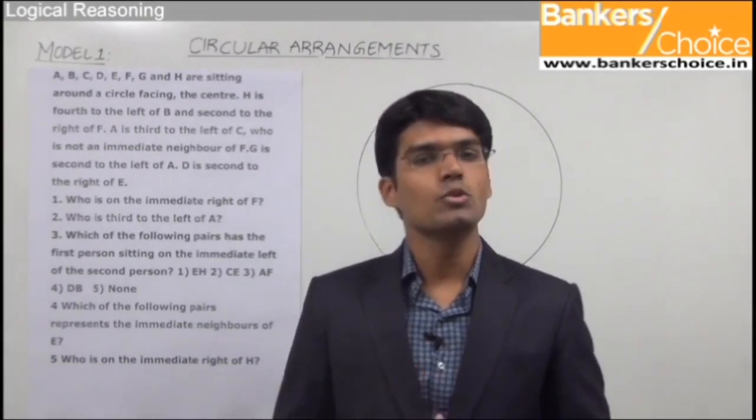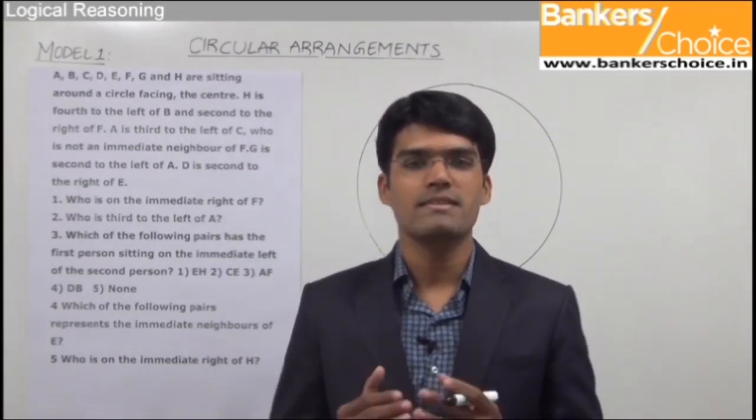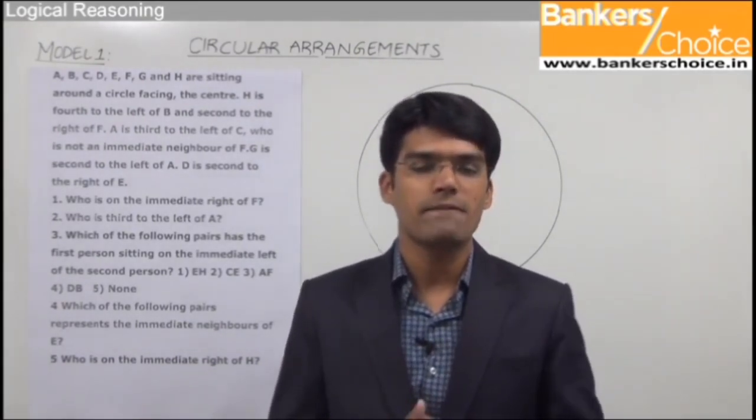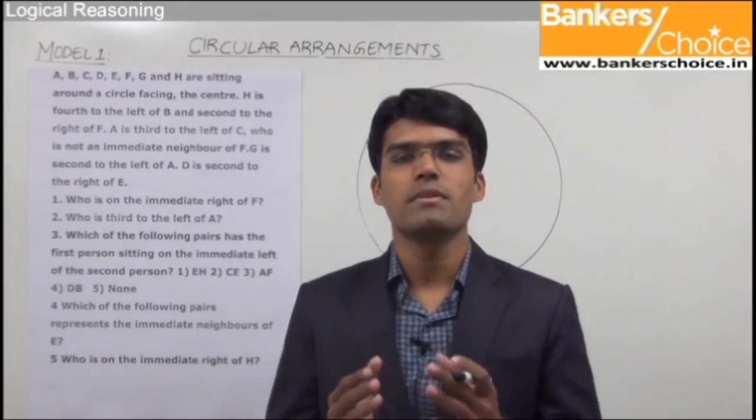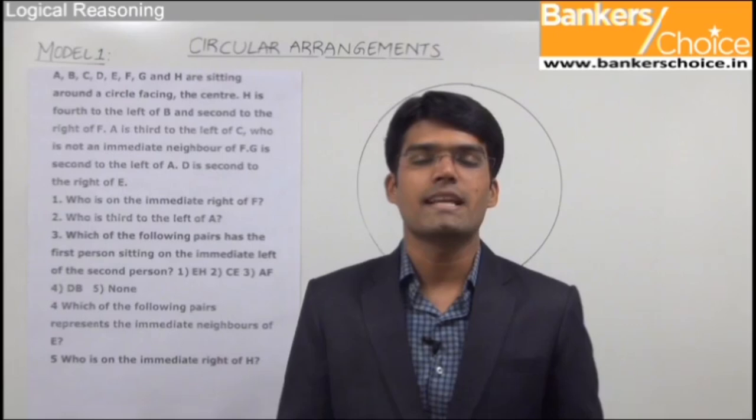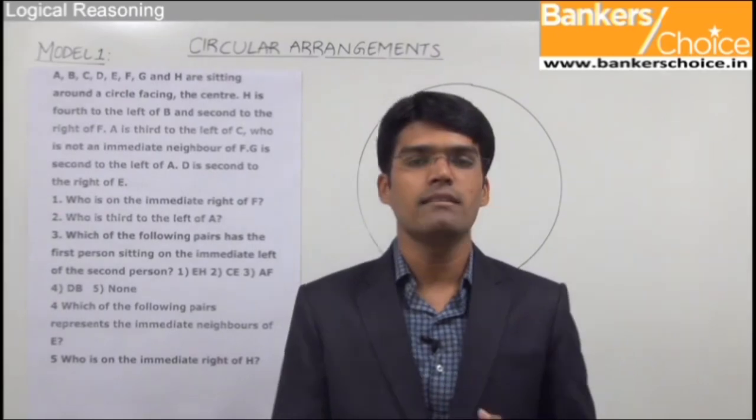We know that there are 2 possible cases. Either the persons are facing center or they are facing outwards. So when the persons are facing center, left of the person should be taken in the clockwise direction and right of the person should be taken in the anti-clockwise direction. Whereas when the persons are facing outwards, left should be taken in anti-clockwise direction and right should be taken in the clockwise direction. The second point was the various types of statements that we get.